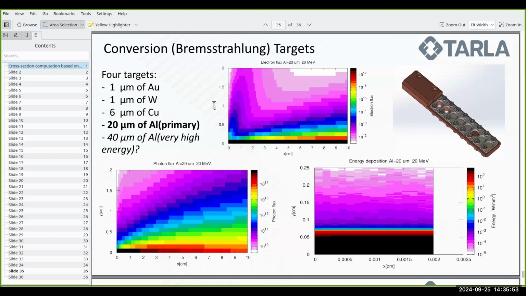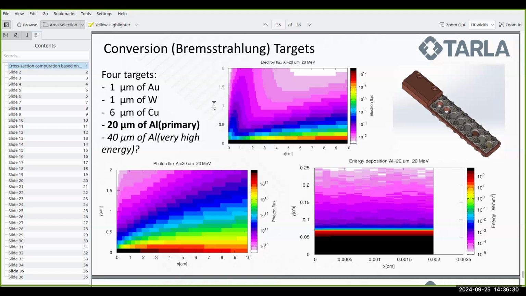what you want, at least for one, is a material which has very high neutron or proton separation energy, and aluminum is that material. So for the highest energies, we would use aluminum, either thin at 20 micrometers or a little bit thicker at 40 micrometers. Once you go to lower energies, as I mentioned earlier, Tarla can go down to 5 MeV or even lower. So in that case, to maximize your photon production, you would use either copper, tungsten, or gold, depending on the specific needs of a specific experiment.